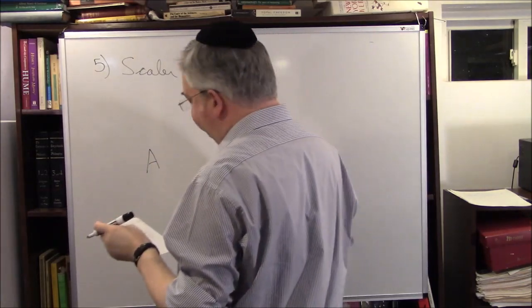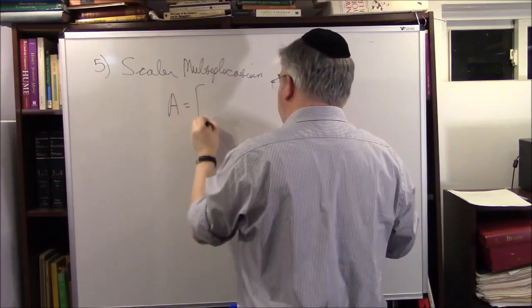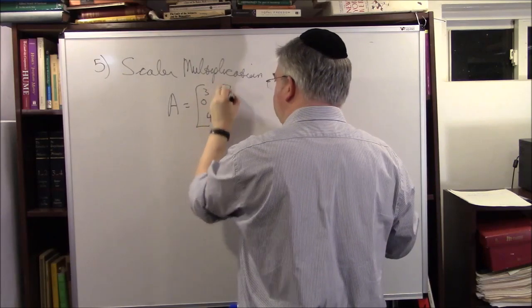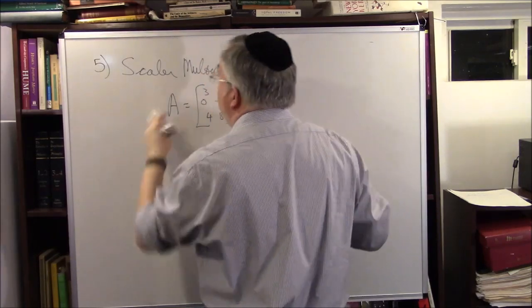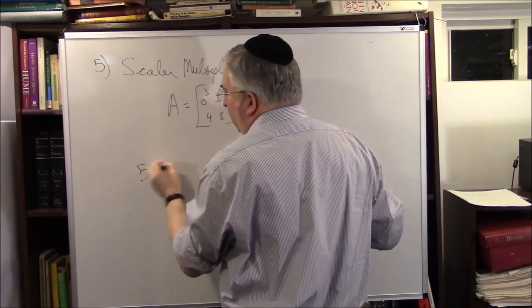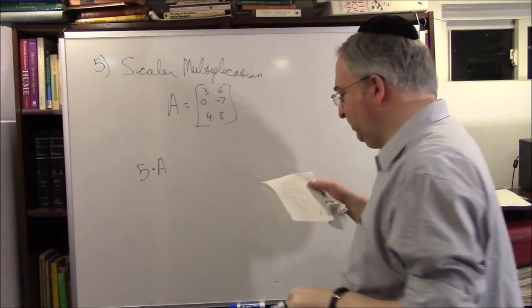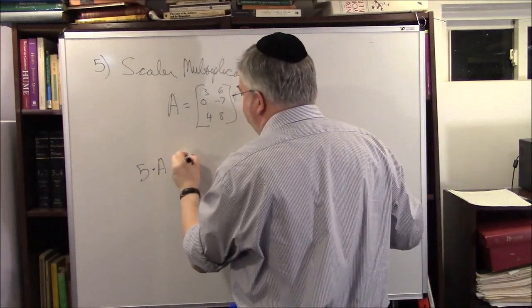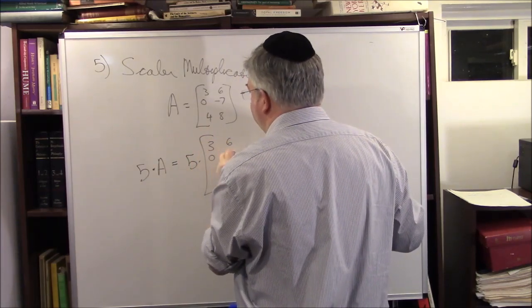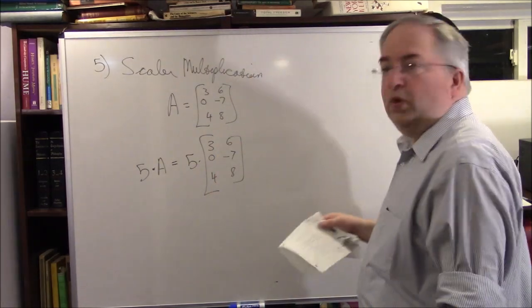Stop for a second. Take a matrix A. A is equal to 3, 6, 0, minus 7, 4, 8. Now take a real number, 5, that's a real number, times A, or dot A. This is scalar multiplication. It is equal to 5 dot, and now we have the matrix 3, 6, 0, minus 7, 4, 8. What's this equal to?